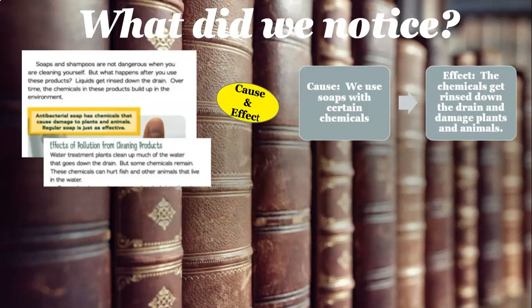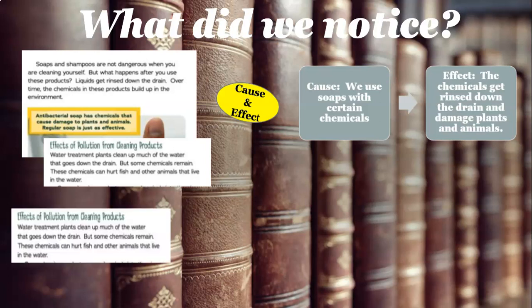Is there anything else we notice about this structure of this text? If you notice that we had an effect, we had something that happened, but what do you notice about that? Water treatment plants clean up much of the water that goes down the drain, but some chemicals remain. Those chemicals can hurt fish and other animals that live in the water. Well, even though we said it was an effect of something else, you know what? Hurting fish and other animals that live in the water, that's a problem.